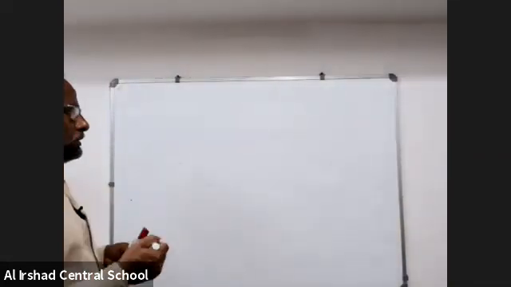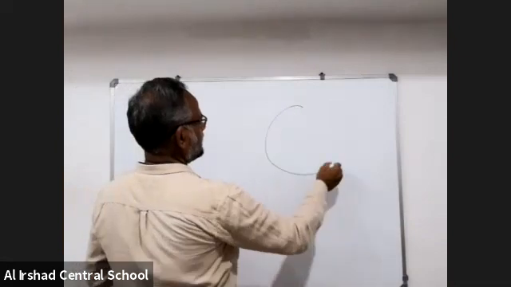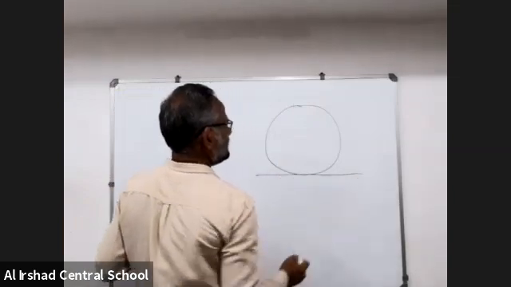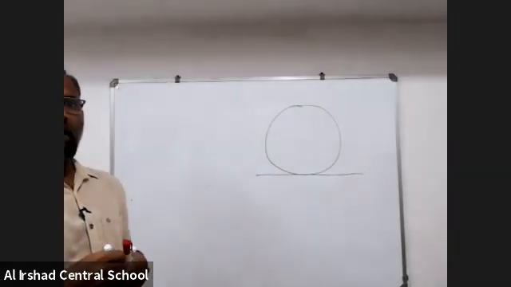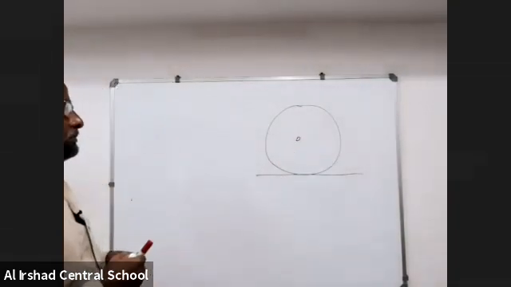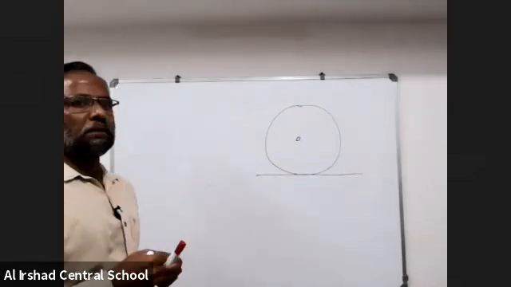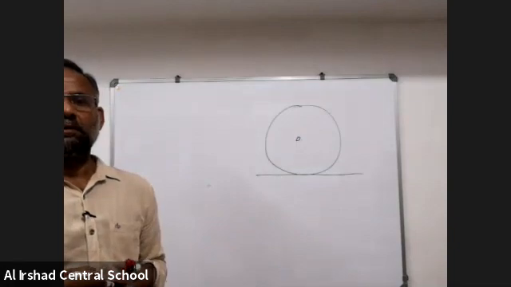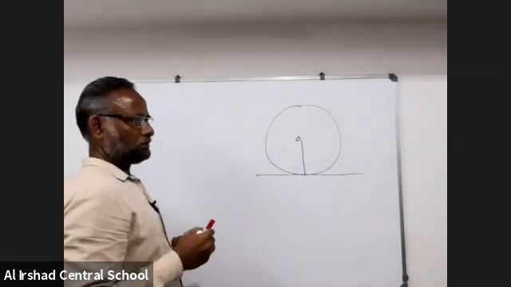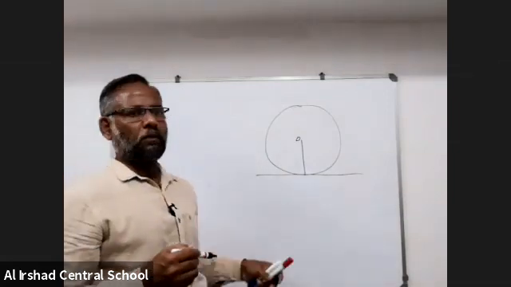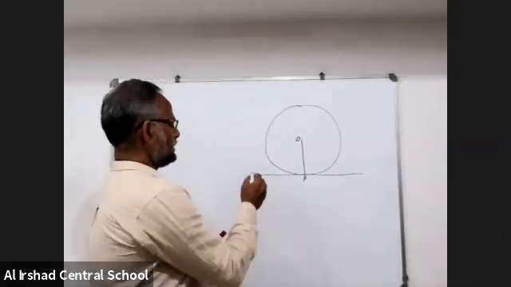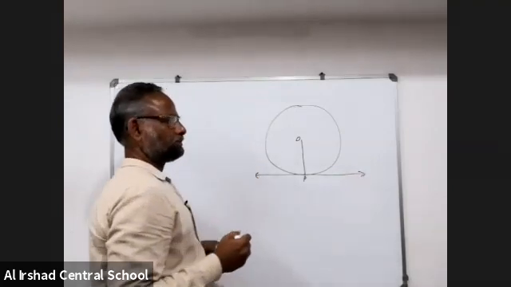Draw the circle again. It is the tangent. And we have to prove, suppose this is the center. The perpendicular passes through the center, we have to prove. Okay, so this is the perpendicular. We have to prove it is passing through the center. This is the tangent. Now listen here.